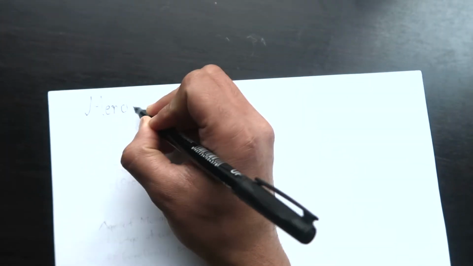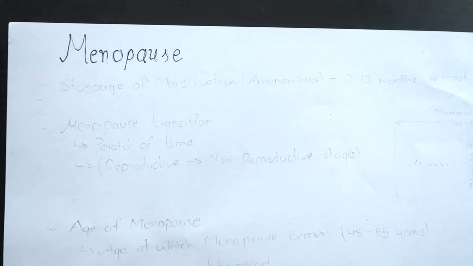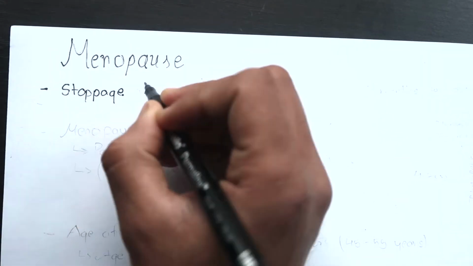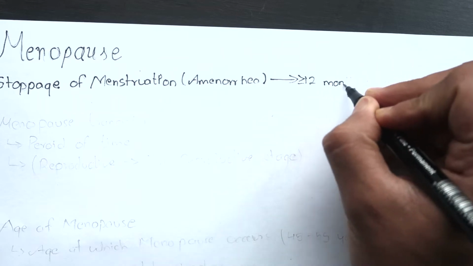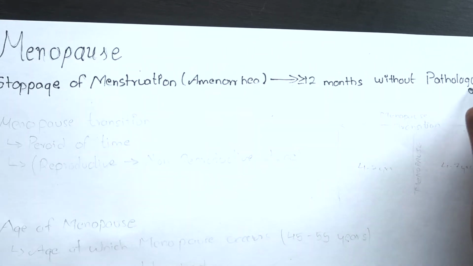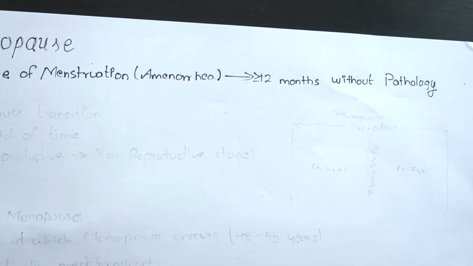In this video, we're going to learn about menopause. Menopause means permanent cessation of menstruation, or stoppage of menstruation called amenorrhea, for 12 consecutive months without any other pathology.